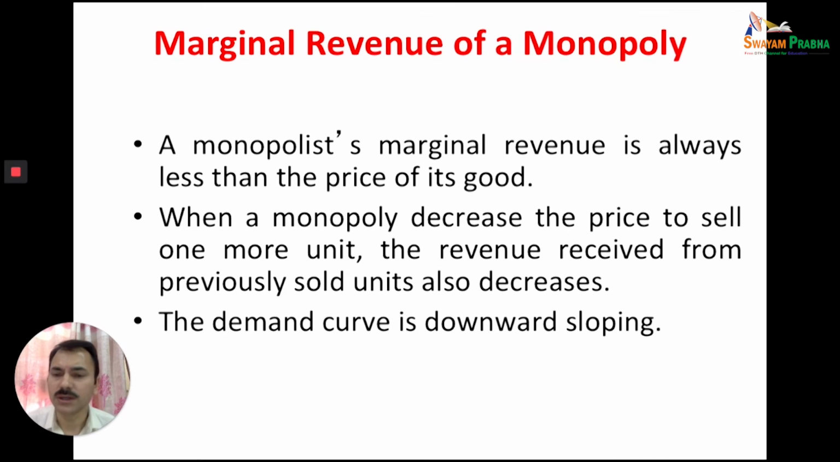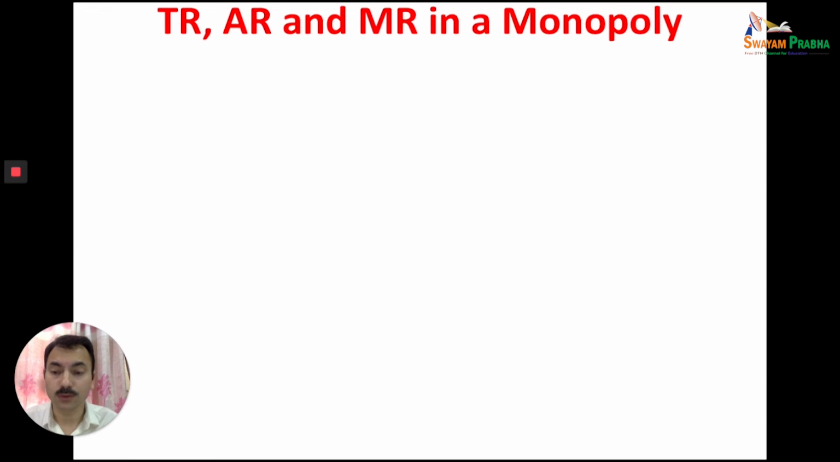The demand curve is downward sloping. We have a horizontal demand curve in the case of perfect competition, but in monopoly the demand curve will be downward sloping. This means the higher the price, the lower the demand, and the lower the price, the higher the demand in the case of monopoly. The monopolist is a price maker, not a price taker. He has full capacity to control the supply of the commodity. He may influence the whole supply of the market.